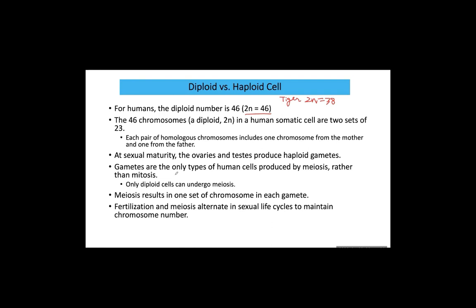Meiosis results in one set of chromosomes in each gamete. Therefore, they have only n, 23 chromosomes. Fertilization and meiosis alternate in sexual life cycles to maintain chromosome number. That's why the chromosome number is reduced in half from meiosis.